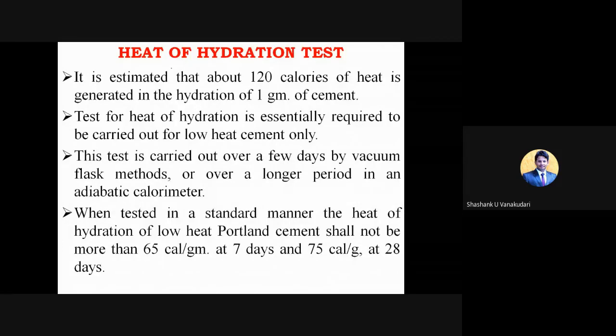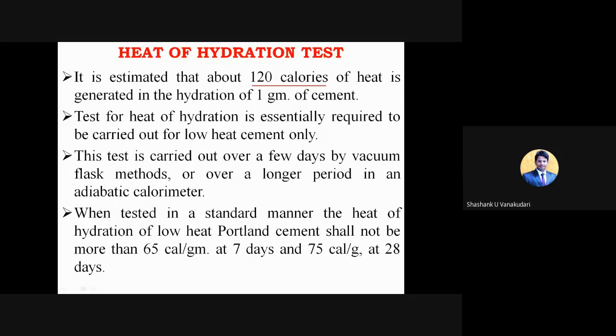Then the heat of hydration test is the next test we are going to conduct on this cement. It is estimated that about 120 calories of heat are liberated for 1 gram of cement. Clear? The test for the heat of hydration is essentially required to be carried out for low heat cement only, because we need to check how much heat it is going to provide.